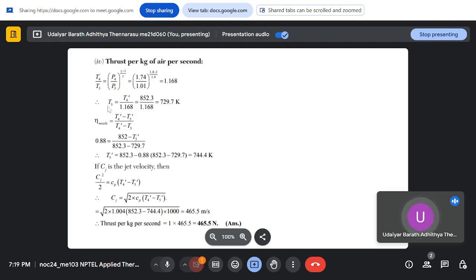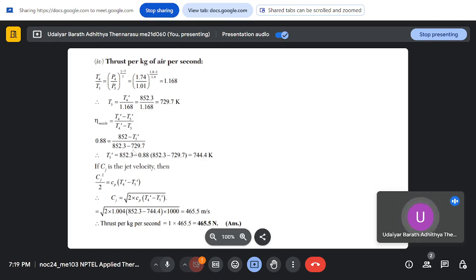So the ideal temperature is 729.7 using the nozzle efficiency. So it's actual over ideal. So T4' minus T5' divided by T4' minus T5. So this comes out to be, nozzle efficiency is 0.88. So T5' is 744.4 Kelvin. So the actual temperature is 744.4 Kelvin.